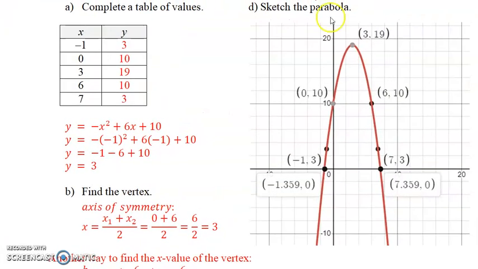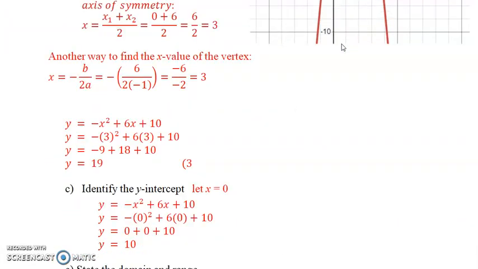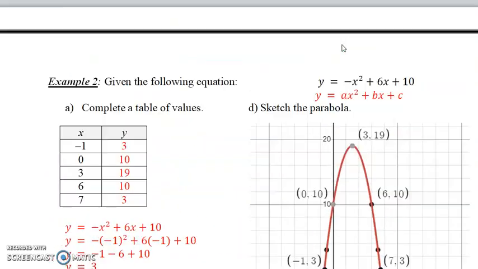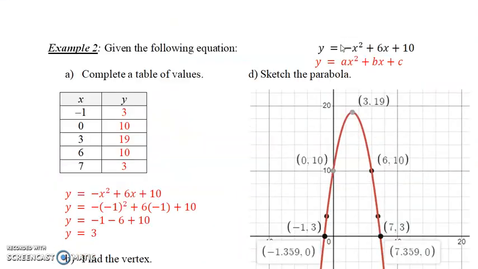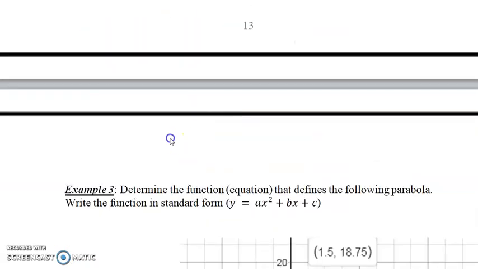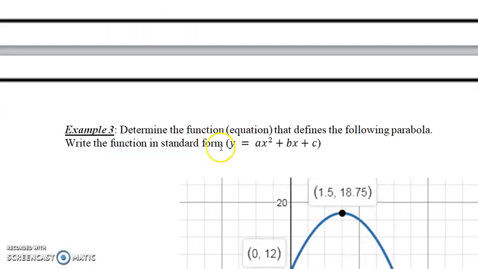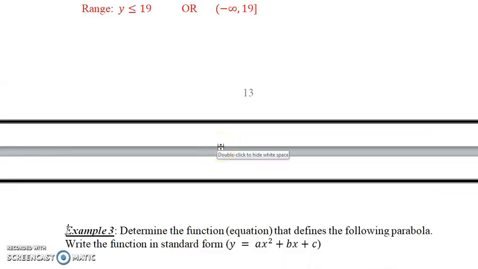All right. That's it for example 2. So in the next video, we'll go back and we'll look at the word problem. We'll continue on, I should say, with example 3 and the word problem. Okay. So that's it for me, and we'll talk again soon.